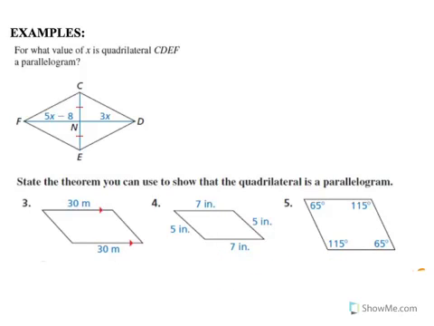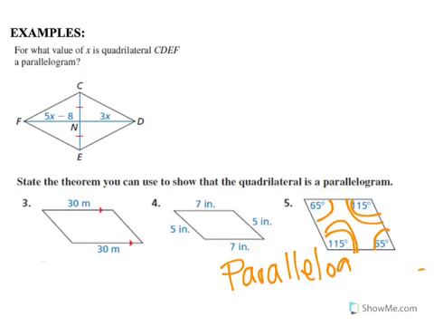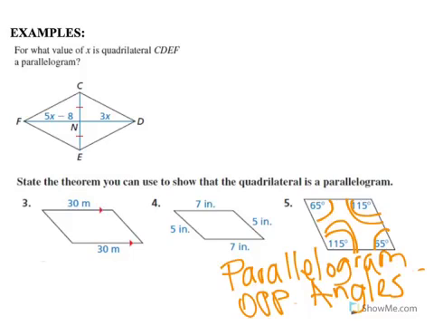Okay, number 5 shows us that our opposite angles are congruent. So that would be the parallelogram opposite angles converse theorem. And I'm running out of room. Converse, C-O-N, if you can't see it on the screen. The opposite angles converse theorem is the one that is going to go with number 5.